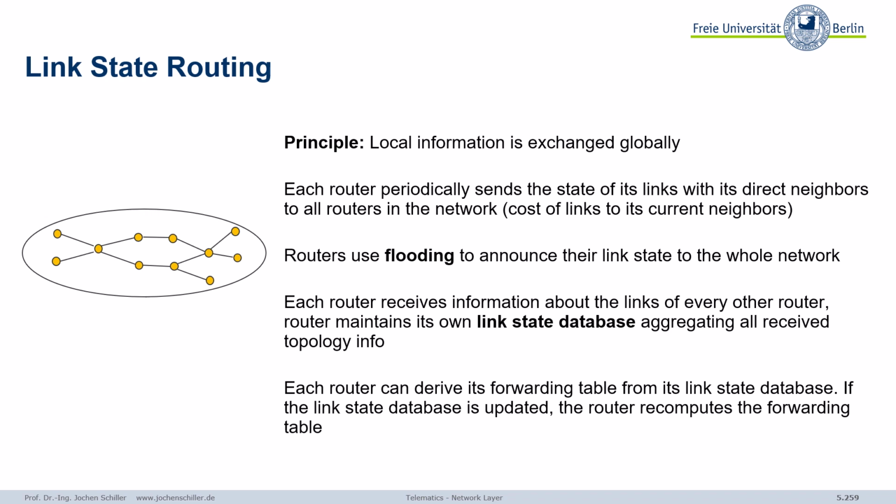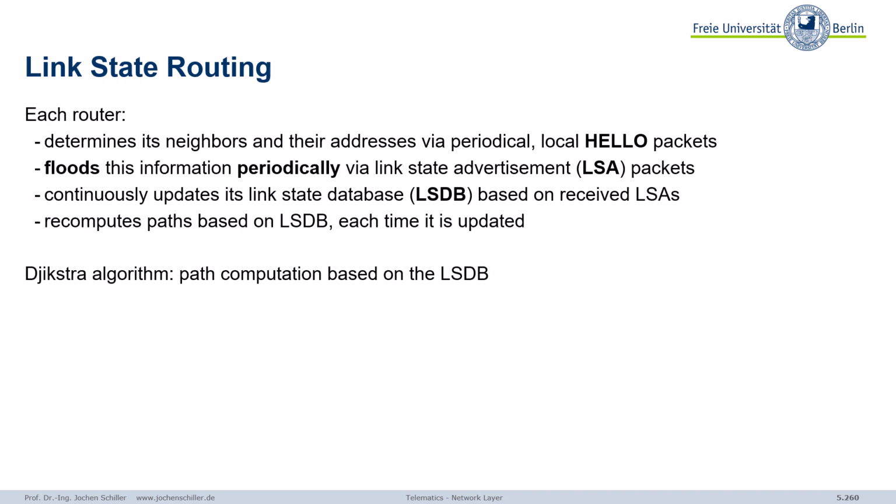So if a link goes down, then you will receive this update and then recompute your forwarding table. That's the idea. How does it work in a bit more detail? Well, the router determines the neighbors. So they periodically say hello to the neighbors. And then you get answers.